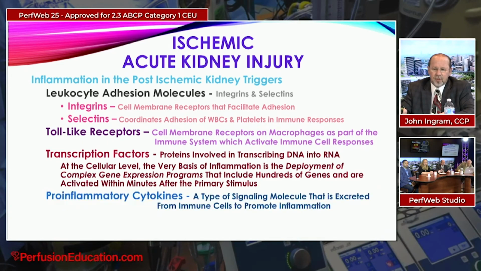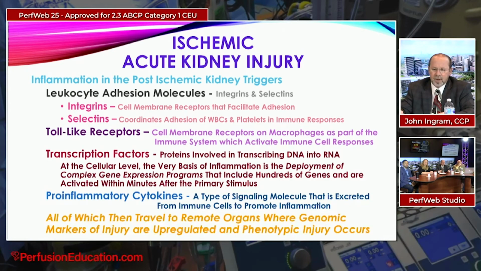Then you have your pro-inflammatory cytokines. These are signaling molecules that are excreted from the immune cells, and they further promote inflammation. So all of these things then travel from that organ into the bloodstream. They go to remote organs where genomic markers of injury are upregulated in that particular organ and phenotypic injury occurs. Phenotypic being now injury specific to that organ then begins to occur.